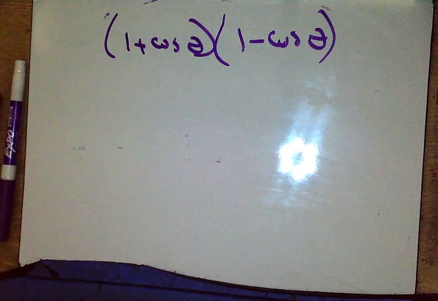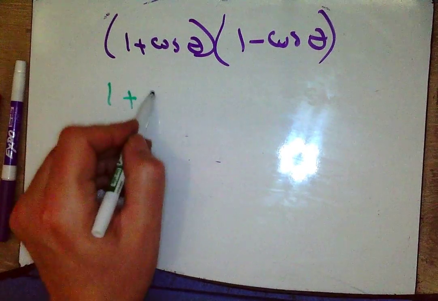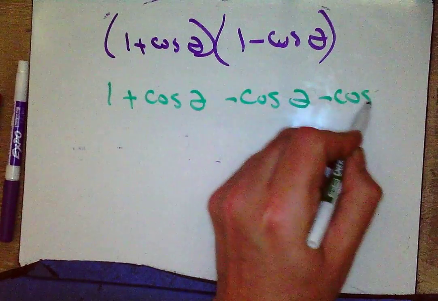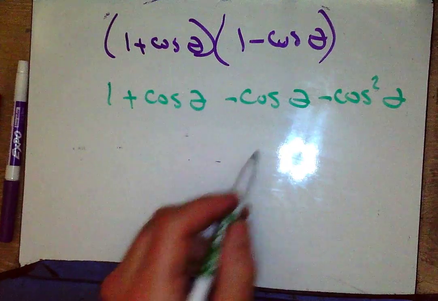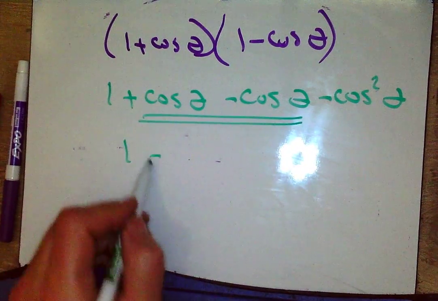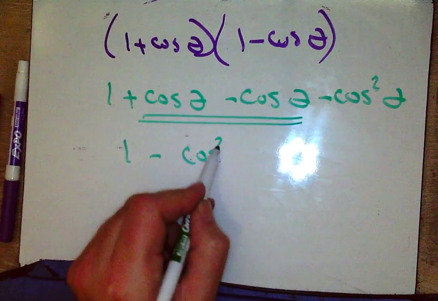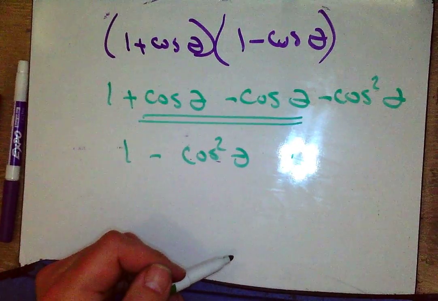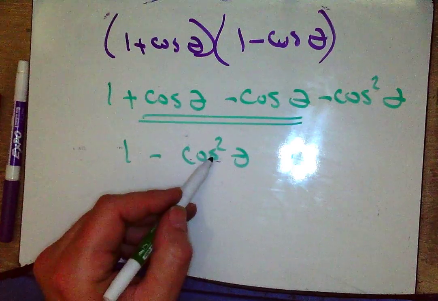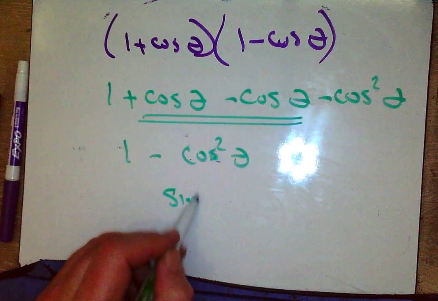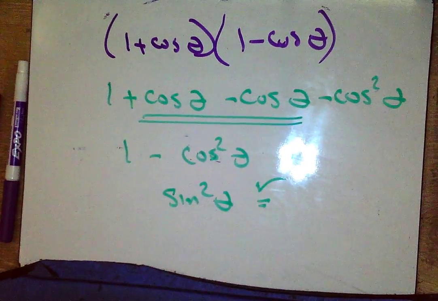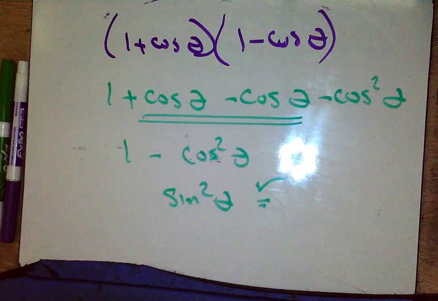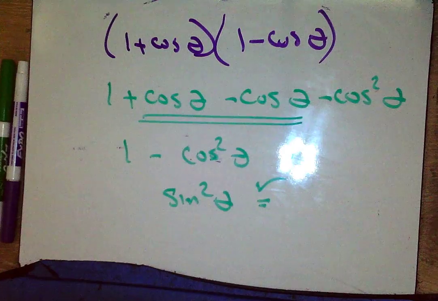Okay, did you FOIL? Did you get 1 plus cosine minus minus cosine squared theta? Did you combine like terms and end up with 1 minus cosine squared theta? And what is 1 minus cosine squared theta? Yep, it's a rewritten Pythagorean identity. That's sine squared theta. Done. Okay, so that's the new stuff.